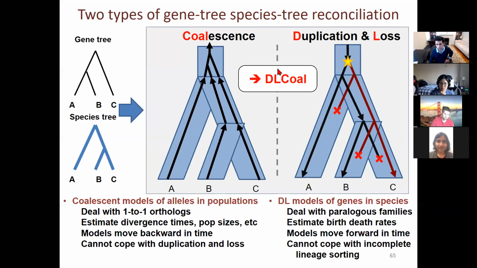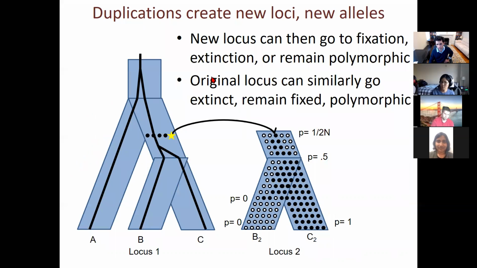So again, what Matt Rasmussen and I did was build this DL-Cole model that actually blends together duplication and loss and deep coalescence into a single unified framework. The idea was very simple. You basically have a locus tree evolving inside a species tree. Duplication events create new loci and new alleles, and this new locus can then go on to fixation, extinction, or remain polymorphic in the population.